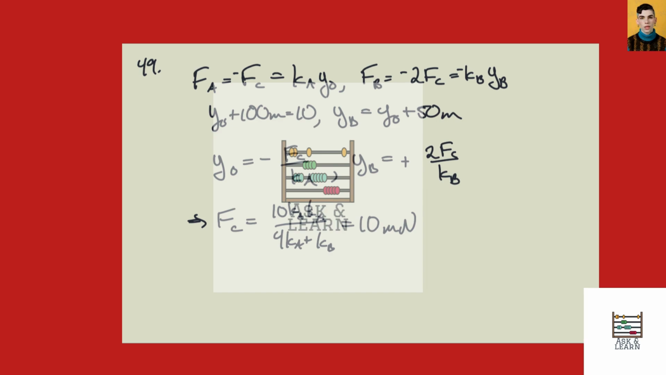If we crank through the algebra of these two equations and two unknowns, we get that FC equals 10 times KA times KB all over 4KA plus KB. And if we plug in the values that were given, that both of these spring constants are equal and have a value of 5 newtons per meter, then we find that FC, to close the gap of 10 millimeters, has to be 10 millinewtons.